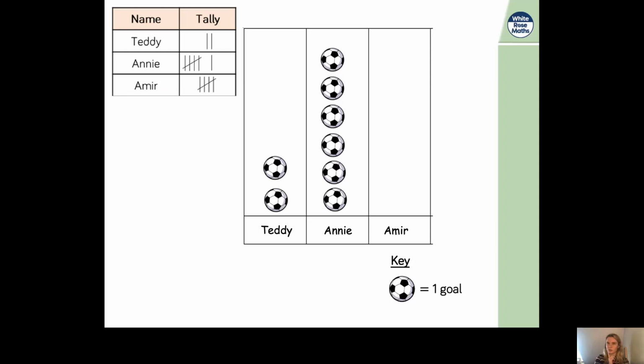So how many footballs am I going to need? Well, 1 football is 1 goal. 5 multiplied by 1 equals 5. I'm going to need 5 footballs. So there's my first football to represent his first goal, my second to represent his second goal, his third goal, his fourth goal, and his 5th goal. Fantastic. There we go. We have changed this tally chart into a pictogram.